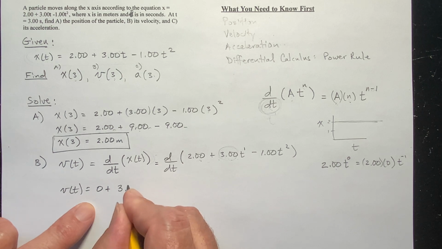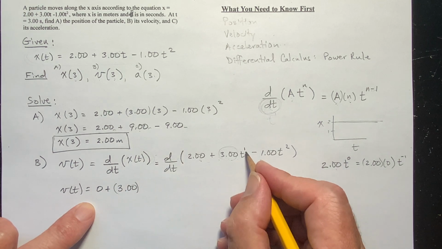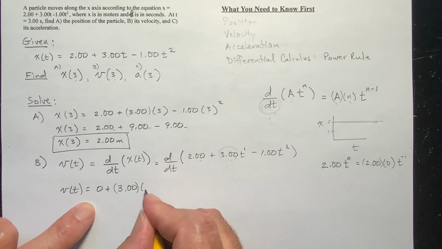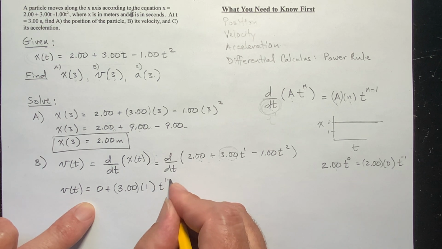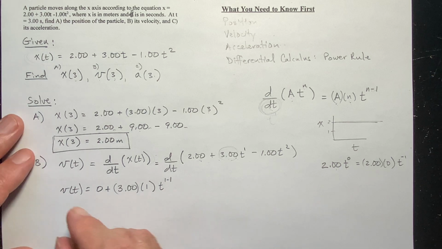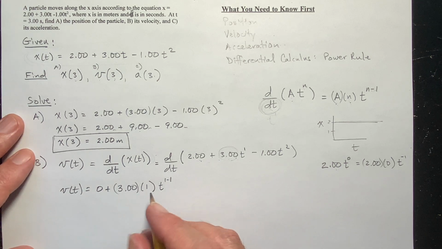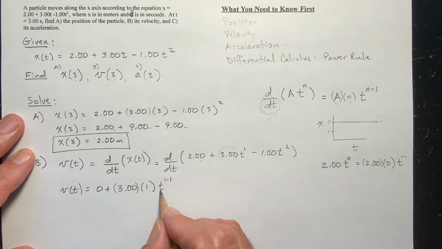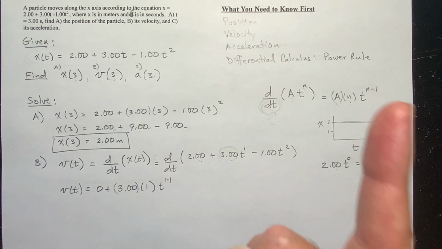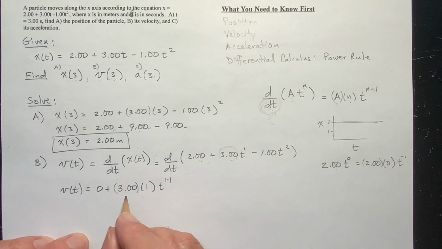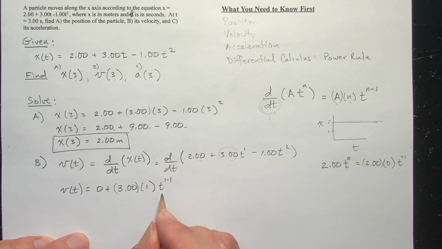So that's going to be 3.00. And then I bring the 1 down, times 1. And then I have t to the 1 minus 1. Okay. Well, what is that? What is t to the 1 minus 1? That's t to the 0 power. Well, what is t to the 0 power? Anything to the 0 power is defined to be 1. So this is 3 times 1 times 1. So it'll be equal to 3.